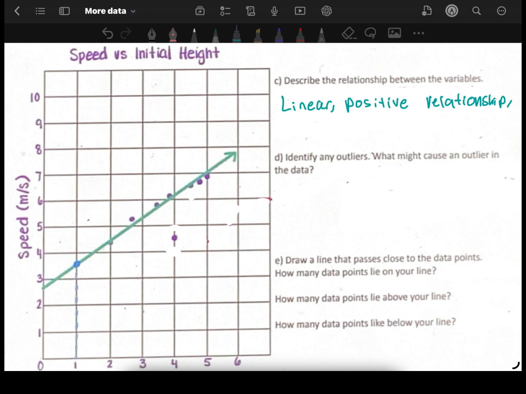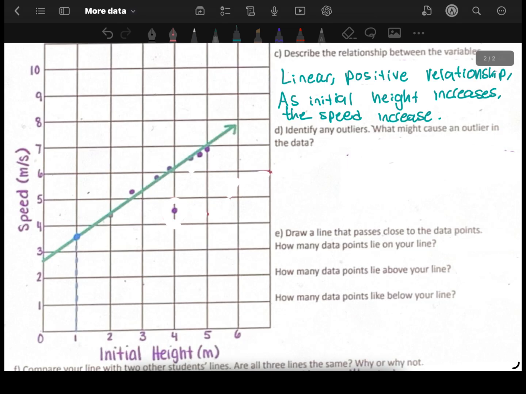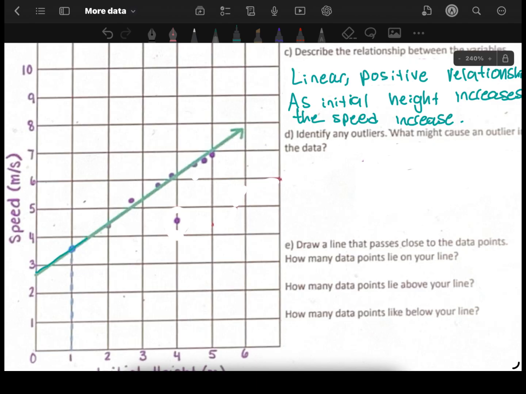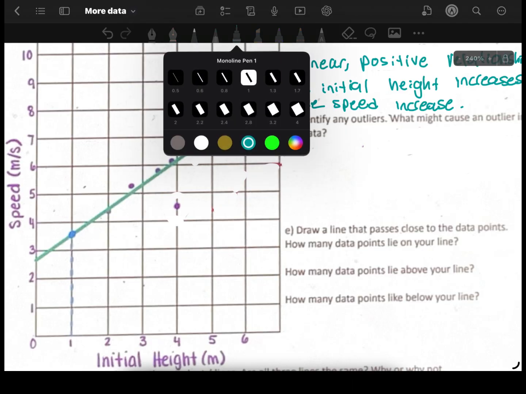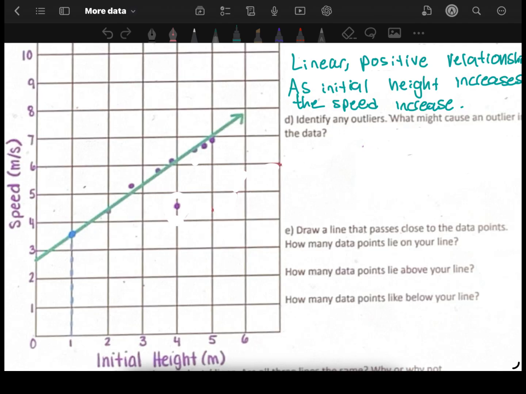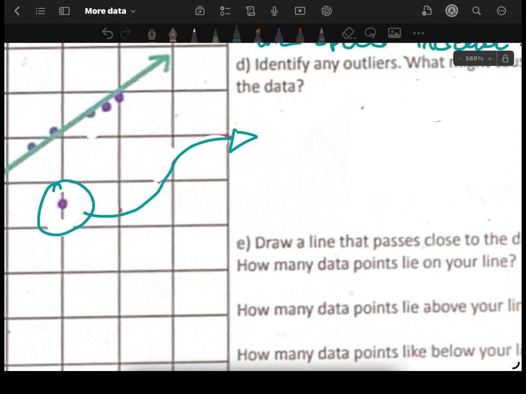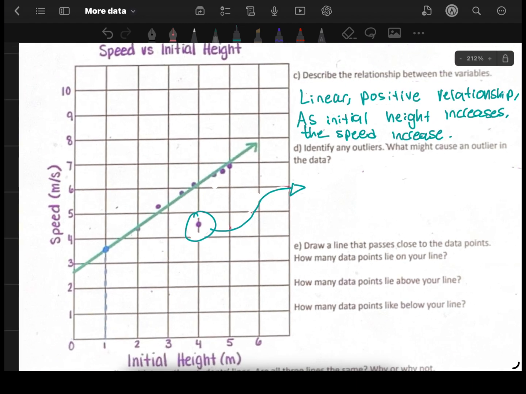And I'm gonna quickly describe it because as the initial height increases, the speed increases. So now we're gonna need to identify outliers, and we need to see what might cause an outlier. In this case, we can determine that most of these points are on this line pretty well, but there is this one point that's kind of right here, and so I'm gonna identify this outlier real quick. So here it is. We're gonna quickly identify the outlier as 4 and 4.5.